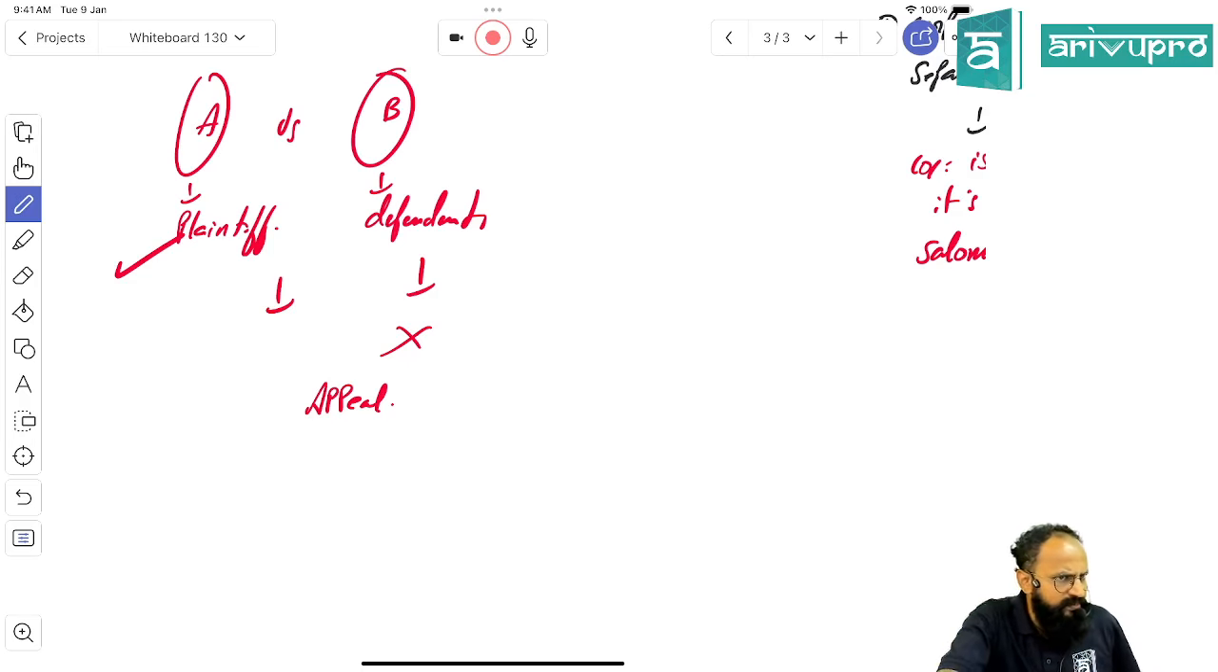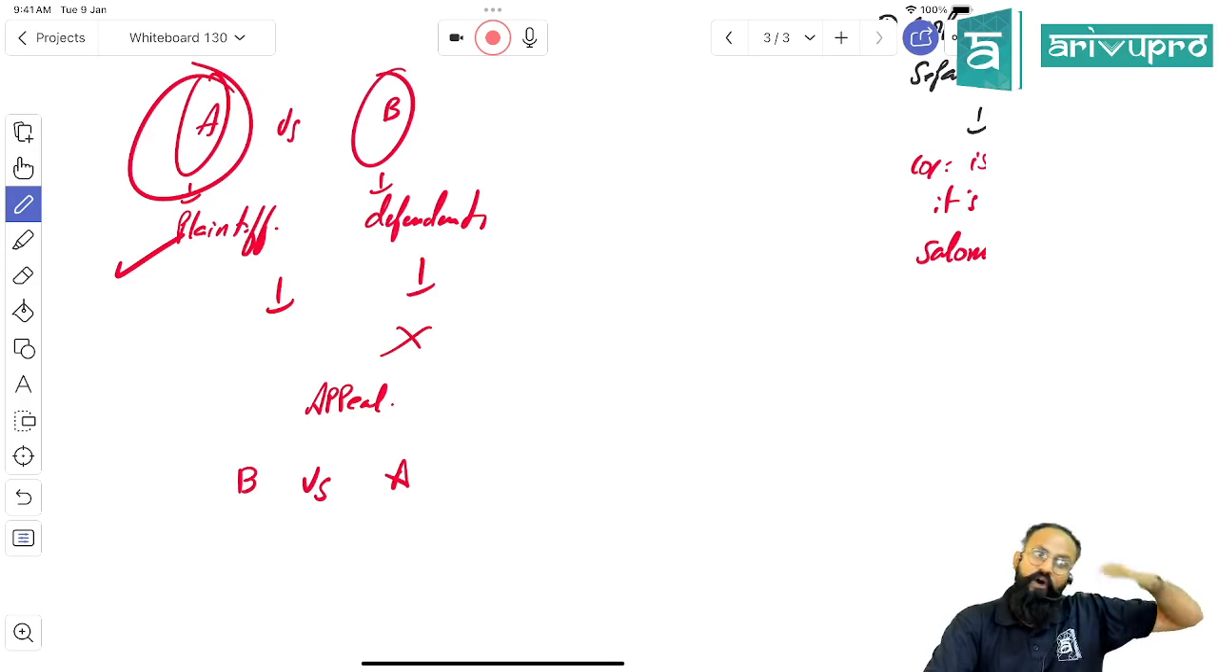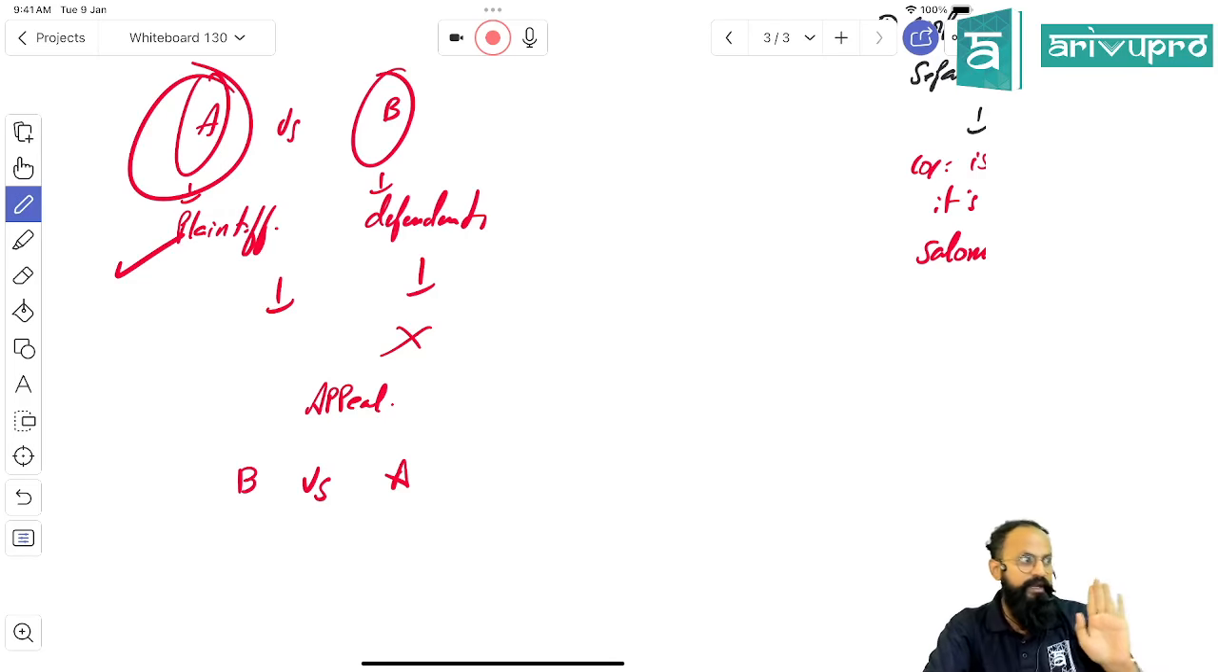Now who is not happy with the decision? B. Now who goes to the higher court? B. The case law will become... Understood? So it is not like a thumb rule that A is always the person who filed the case. It can so happen that it might have gone for an appeal also. That case law you might be seeing, that is also a possibility. Is that clear? So this is again the basics of how to interpret the judgment or the case law.